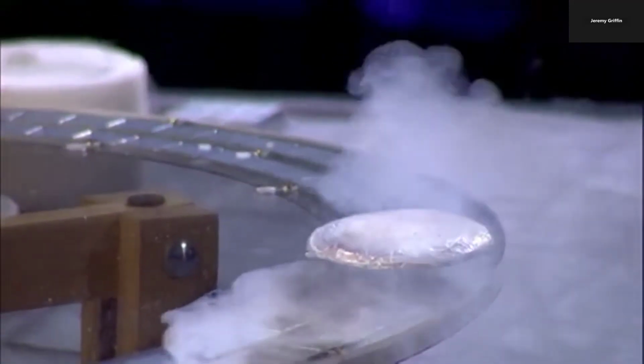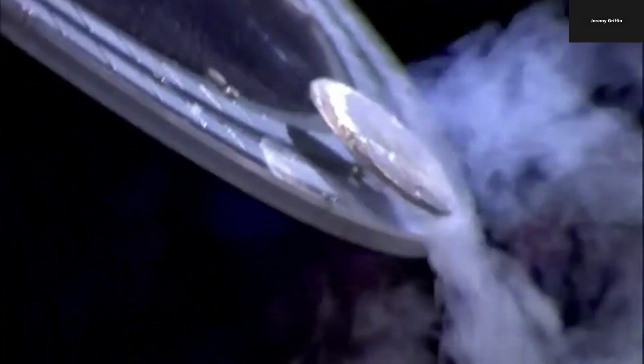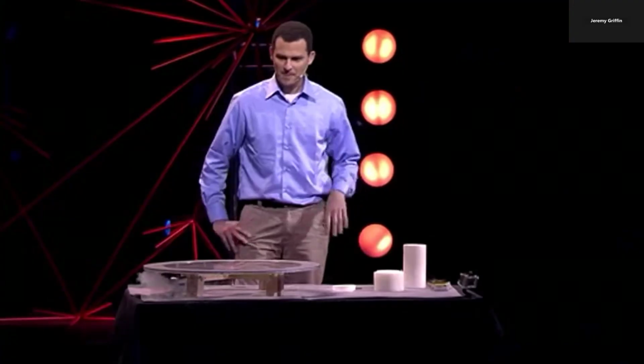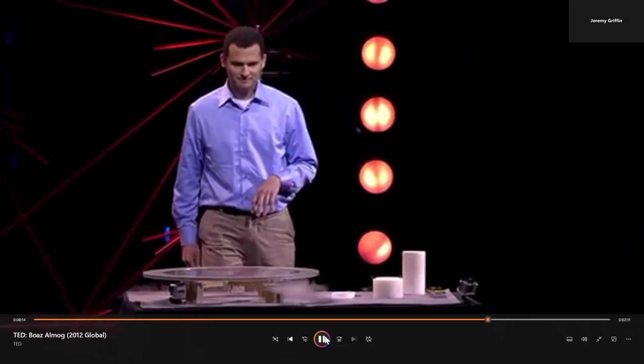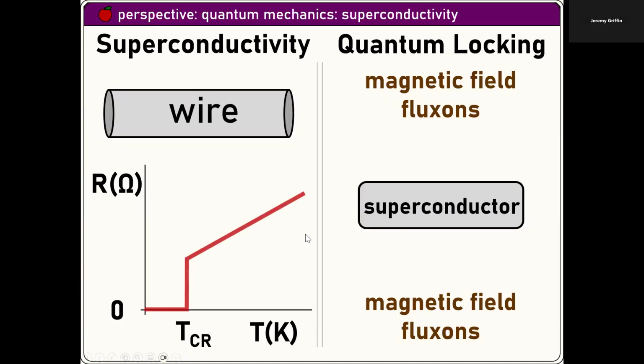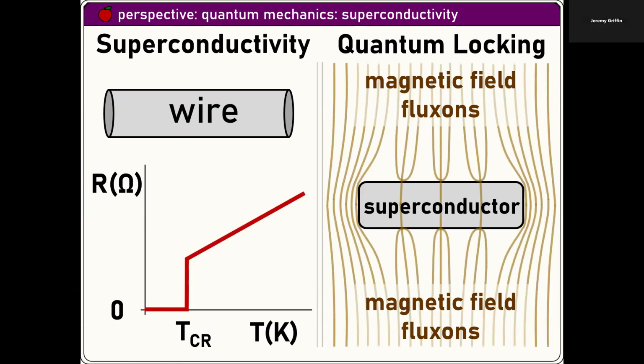And while it stays here, don't move, I will try to rotate the track. And hopefully, if I did it correctly, it stays suspended. Pretty cool right there. All right, so here's my poster versions of these. There's your superconductivity, and there's your magnetic field fluxons for quantum locking. What it could look like.